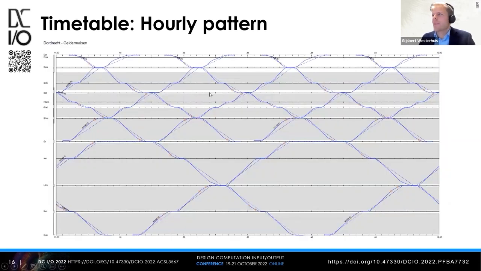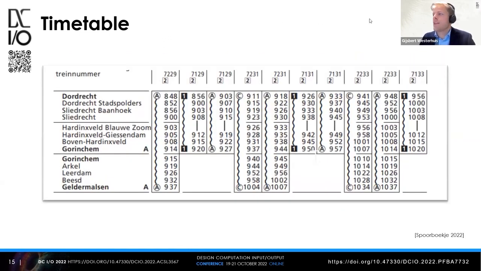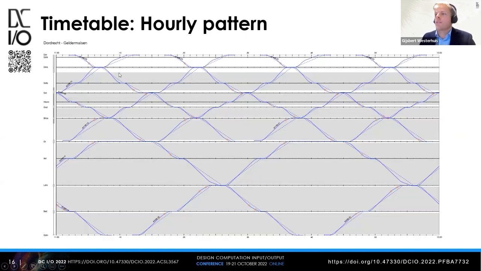All right, then this is the same hourly pattern for Dordrecht Geldermalsen. So you see here, for example, it leaves at 3 minutes past 9. It leaves 18 minutes past 9. And you see here that it leaves 3 minutes past 11 in this case, and 18 minutes past 11. So this is the way it works, and it's done within the Netherlands.